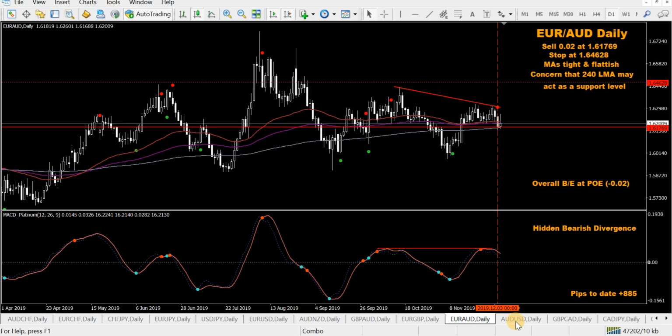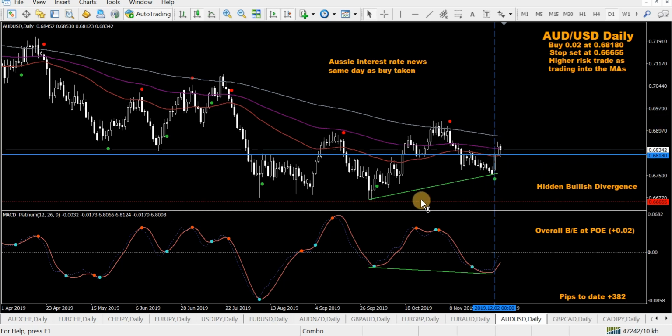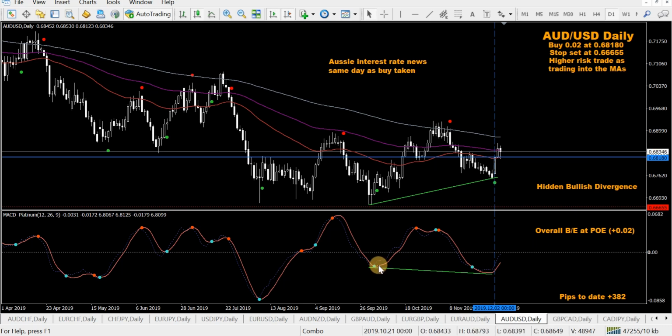So there it goes. Aussie USD, took a buy a couple of days ago. Another high-risk sort of trade. And you can see in my notes, Aussie interest rate news, same day as the buy was taken. So that added to the risk. High-risk traders trading into the MAs, but again, I've got this hidden bullish divergence. I've got that safety stop down below these lows here, and you can see everything here.